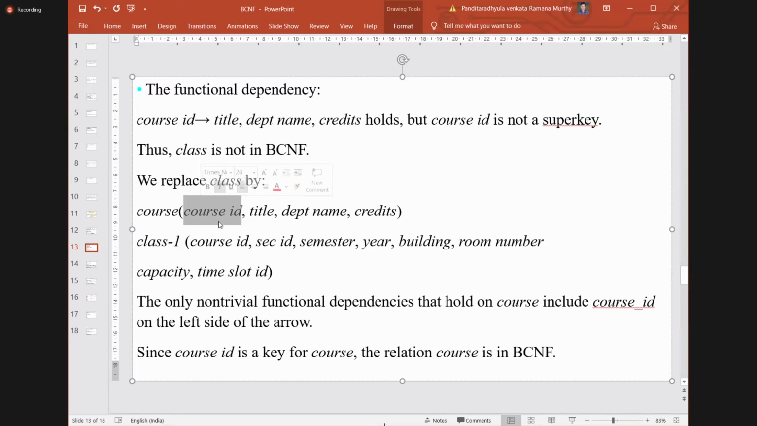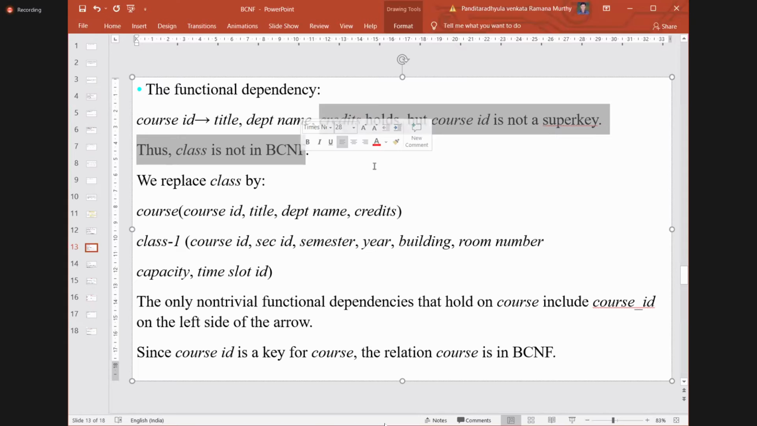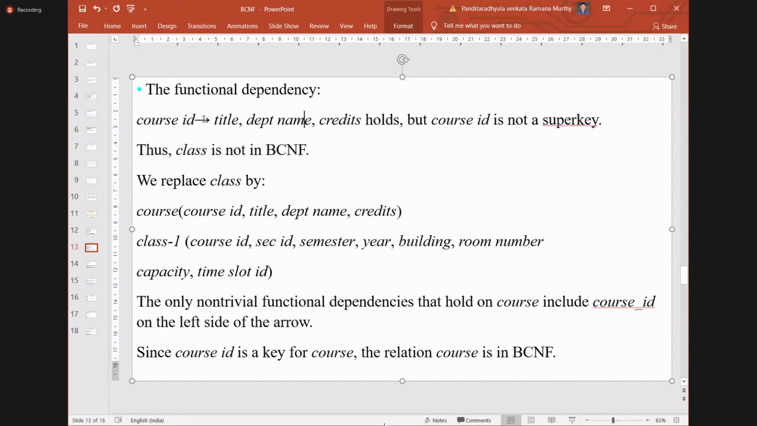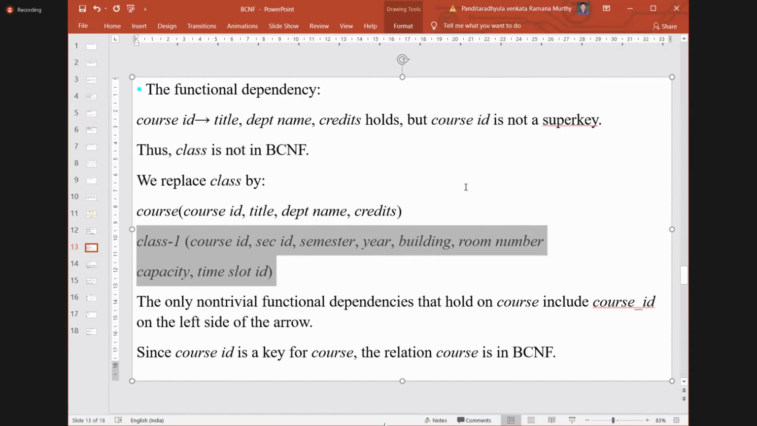When the course ID satisfies the super key condition, this functional dependency is true with course ID as super key. So the first relation, the relation course, is in BCNF. The only thing now is we need to check the remaining part of the class, which we are calling class 1.